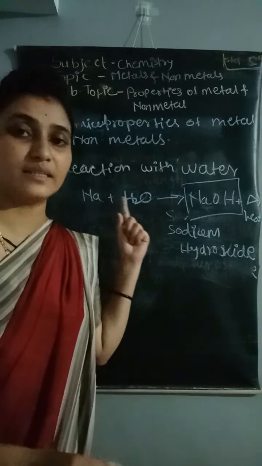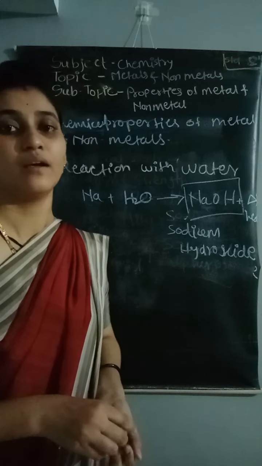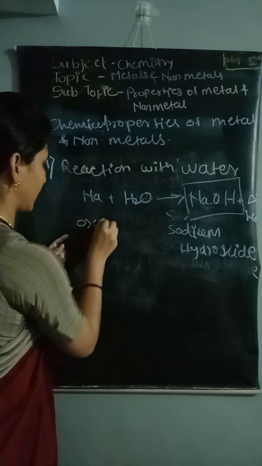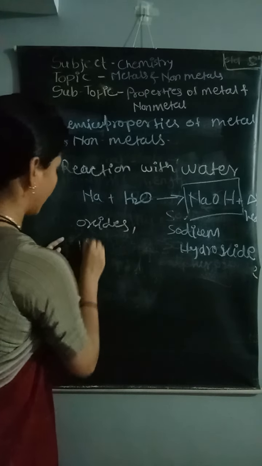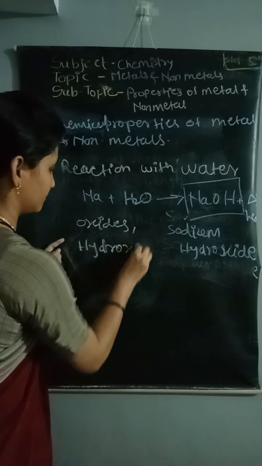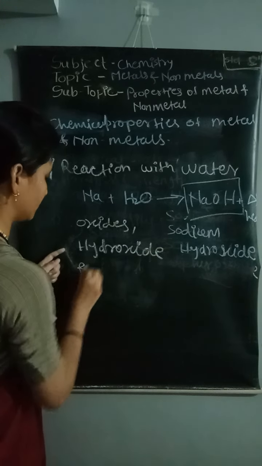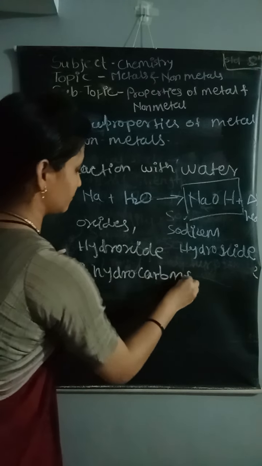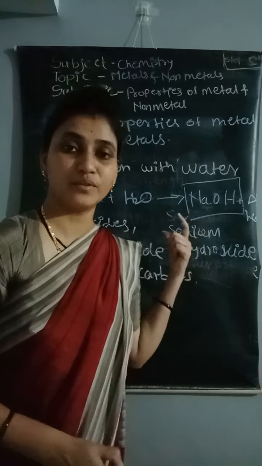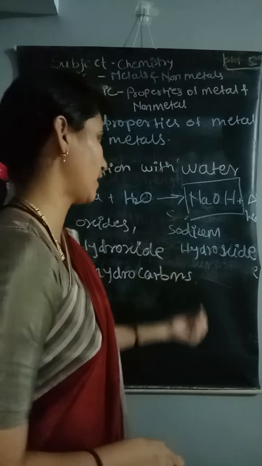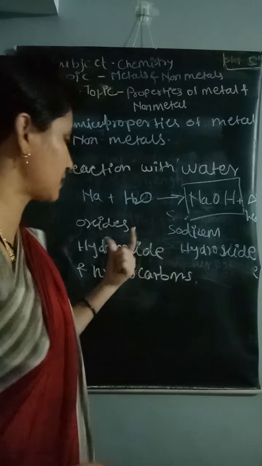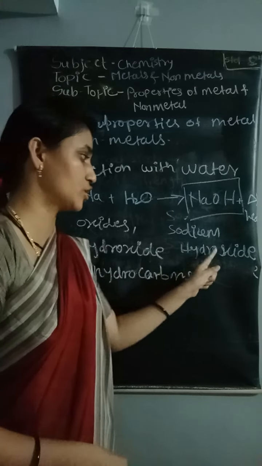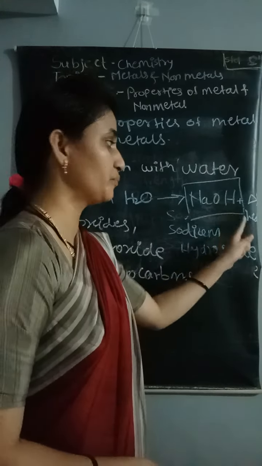When metals react with water, they form hydroxides and oxides. Metals react very vigorously with water and form oxides and hydroxides. The example is this: sodium reacts with water and forms sodium hydroxide with heat.